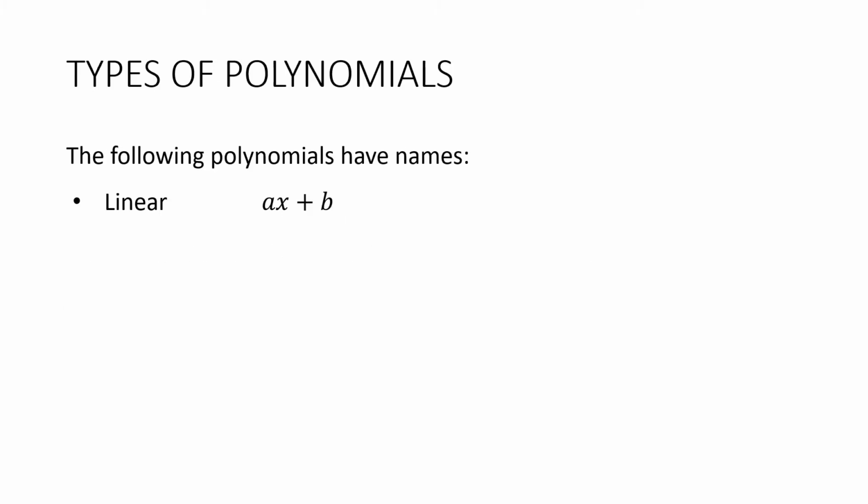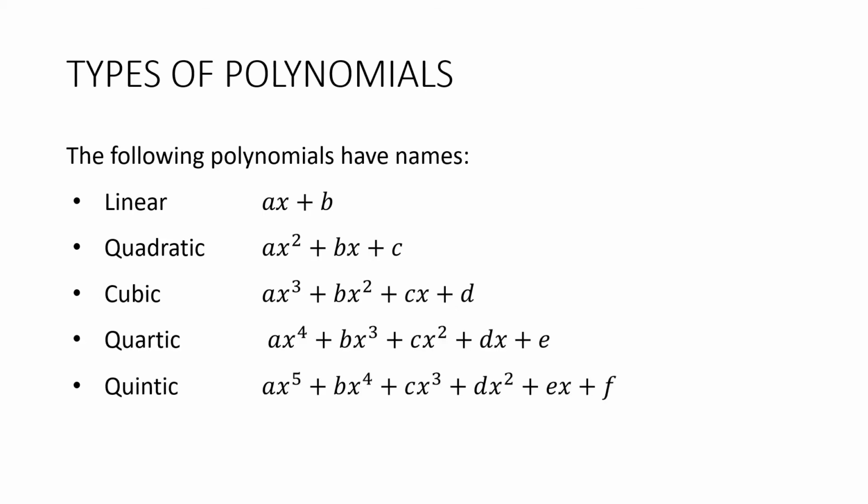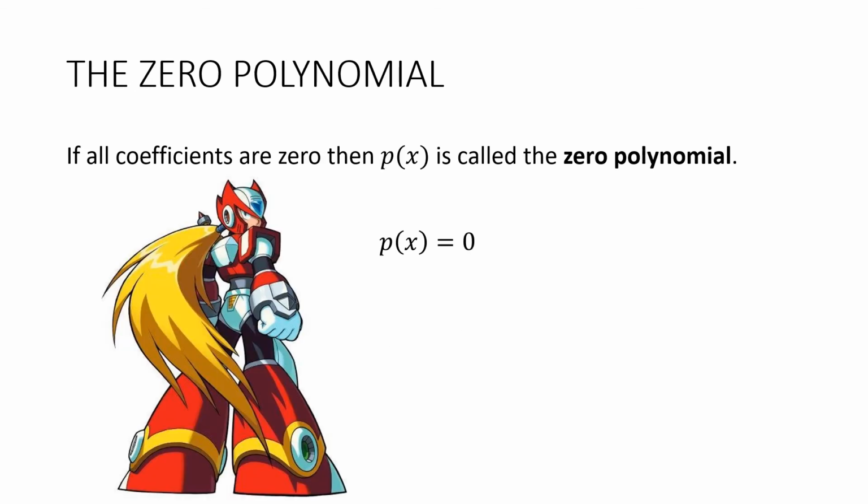Now the following polynomials have names. If the highest power of x is 1, it's linear. If it's 2, it's quadratic. This would be a cubic, a quartic, and a quintic. There are other names for higher powers, but we don't need to know them for this course. If all the coefficients are 0, then p of x is called the zero polynomial.